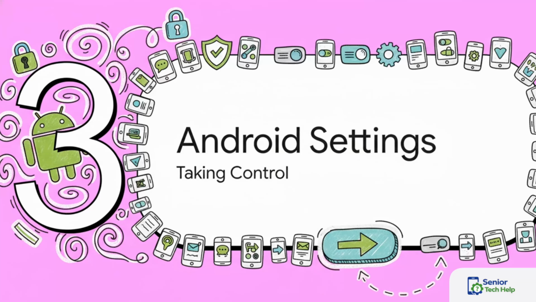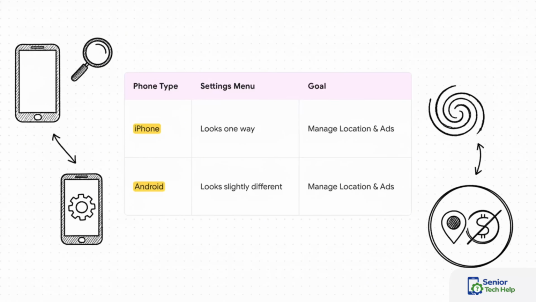Now it's time for all my Android users out there. Don't worry, the steps are just as simple for you. Things might look a tiny bit different, but our goal is exactly the same. Now, I do want to mention one quick thing. The world of Android phones is big. You might have a Samsung or a Google phone or something else entirely. So your menus might not look exactly like what's on the screen, but that's okay. The names will be very similar, and the goal is exactly the same. We're just managing location and ads.